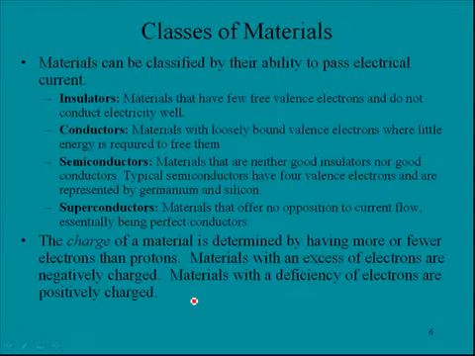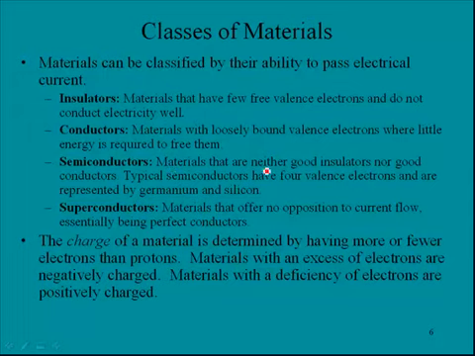Okay, classes of materials. Materials can be classified by their ability to pass electrical current. And we have 4 that we want to pay attention to. We're going to look at each of these in a little more detail, but let's introduce them. First of all, insulators. These are materials that have few free electrons and do not conduct electricity well. Conductors. These are materials with loosely bound valence electrons where little energy is required to free them. This is in the case of many metals.